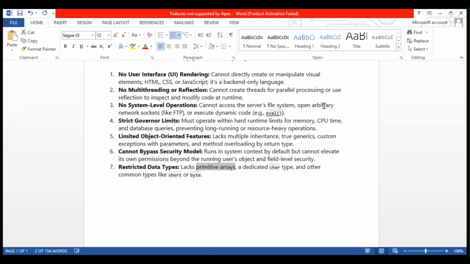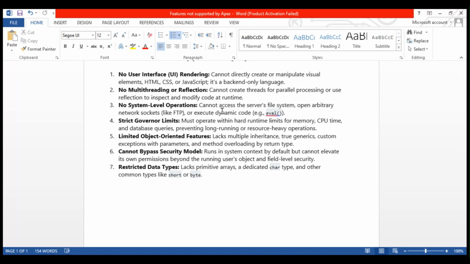restrictions. Then next is that it has restricted data types. That means it lacks primitive arrays. For example, it does not have a dedicated char type and other common types like short or byte. So there are some limitations in data types as well.